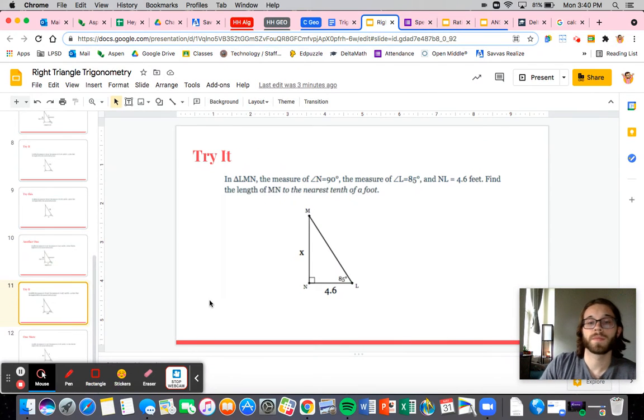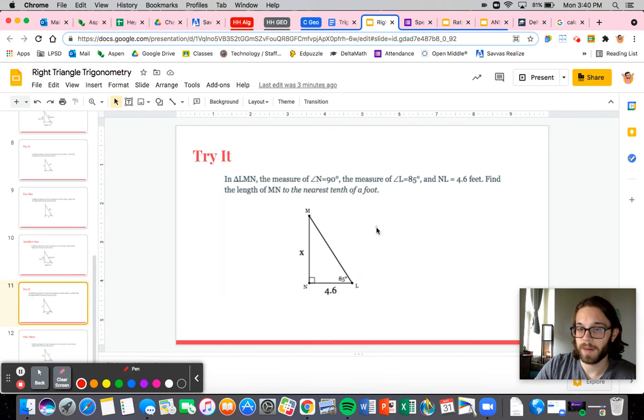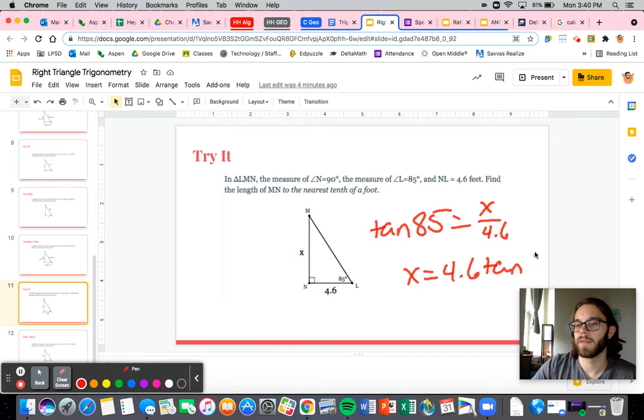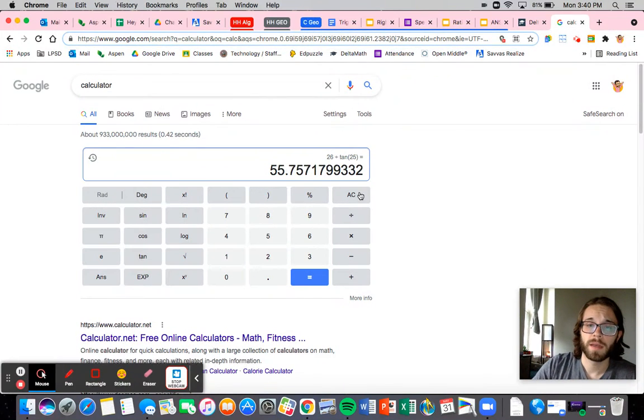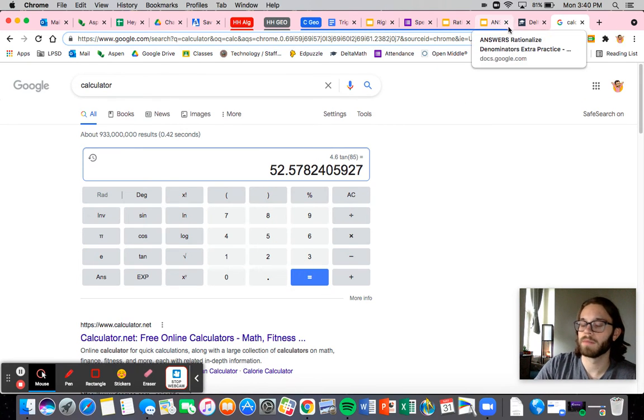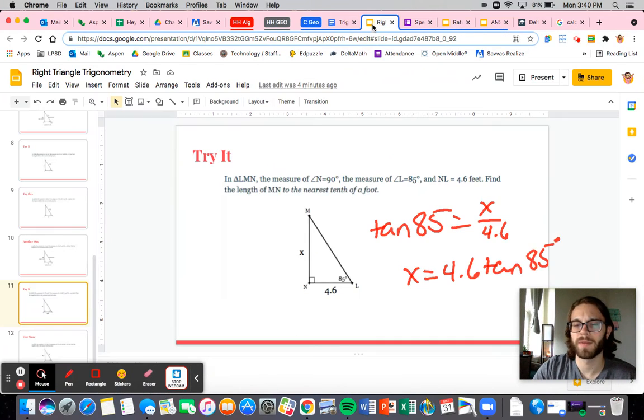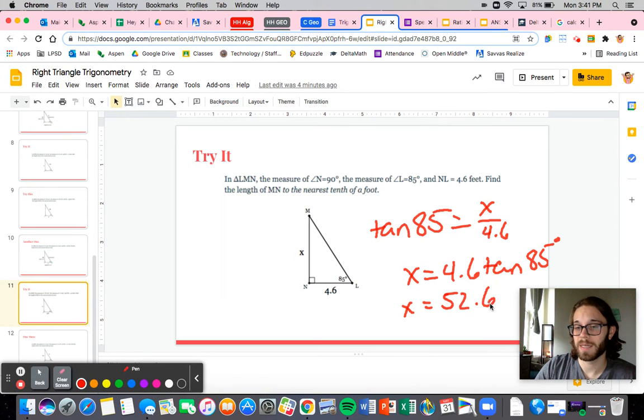All right, let's do another one. So what do we have here? I have another opposite and another adjacent. So that does mean I'm going to use tangent. So I have tangent of 85 is equal to x over 4.6. So x is equal to 4.6 times tangent of 85. Don't forget, this is in degrees, so we're still doing degree mode. 4.6 tangent 85. My answer will be 52.6. Just read the wrong number. So my x is equal to 52.6 feet.